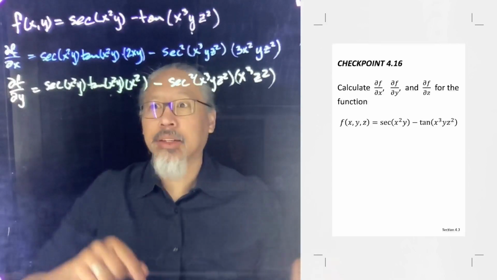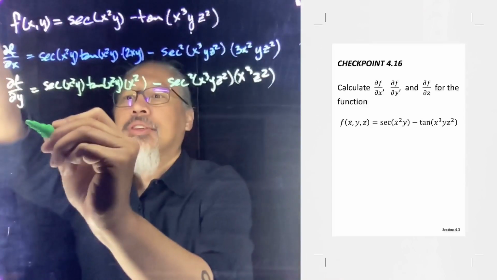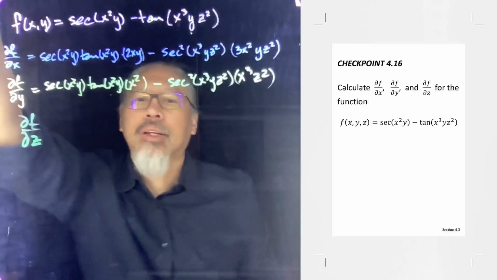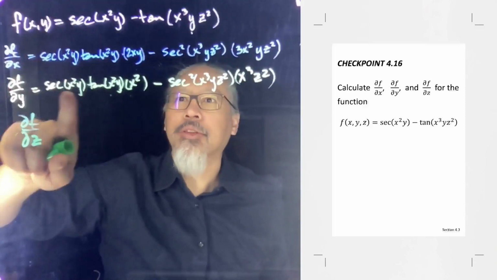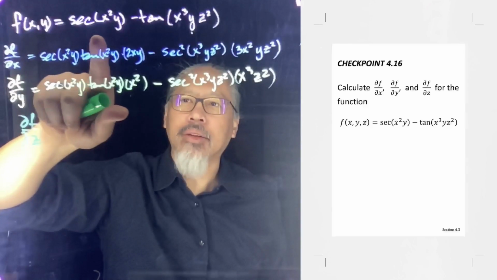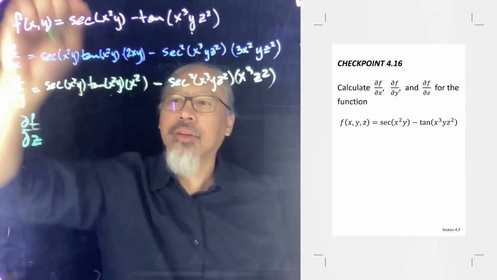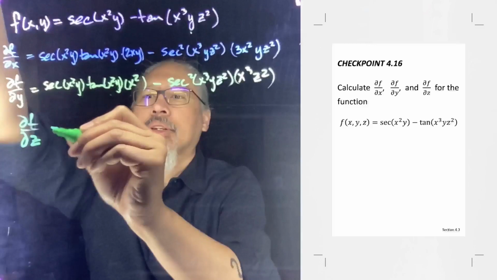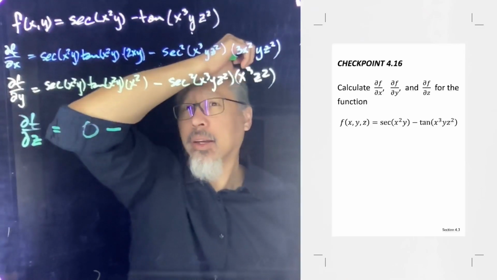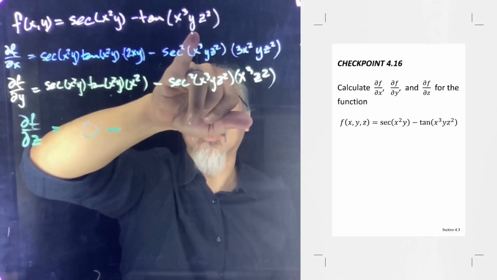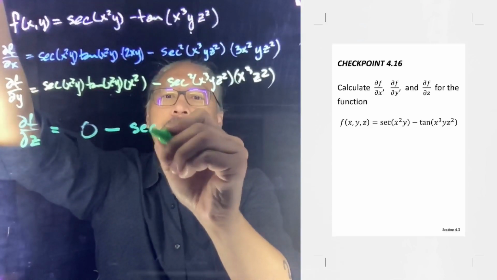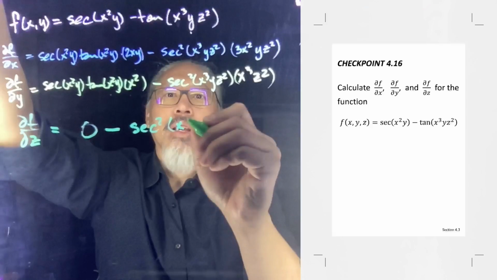Finally, let's take the derivative of your function with respect to z. If we take the derivative of that with respect to z, there is no z in the secant function, so the derivative is going to be 0. We can drop a 0 there, or we can just not write anything. And then now we take the derivative of tangent of something with a z in it. So that would be secant squared of that same angle.